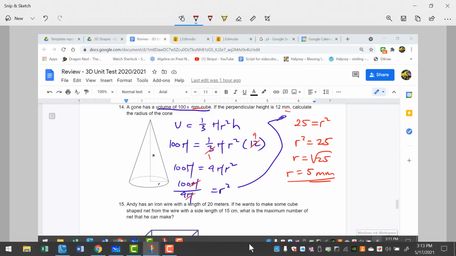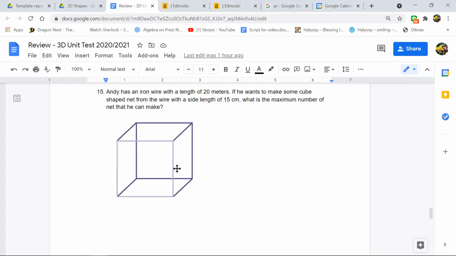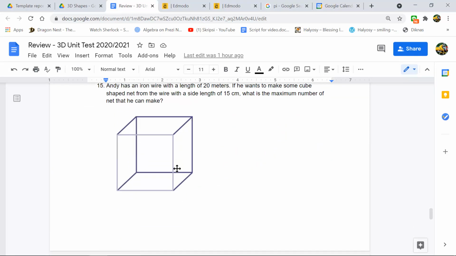Okay, number 15. It has an iron wire with a length of 20 meters. If you want to make some cube-shaped nets from the wire with a side length of 15 centimeters, what is the maximum number of nets that you can make?